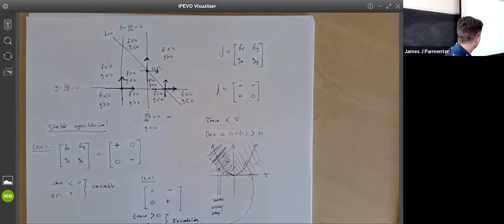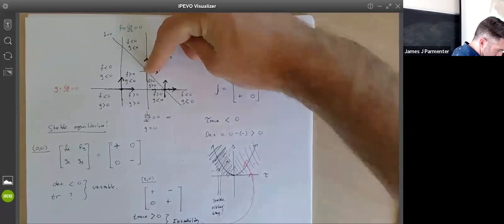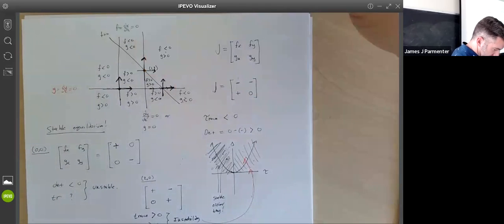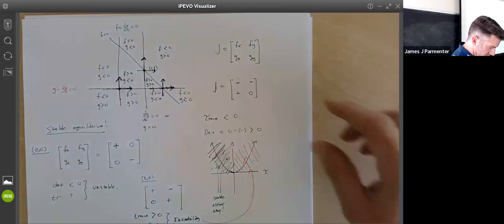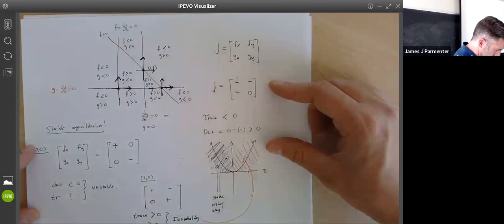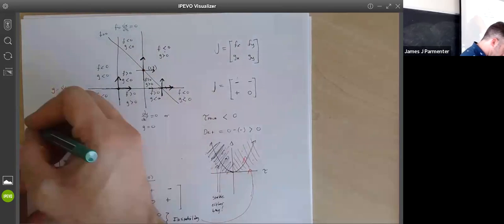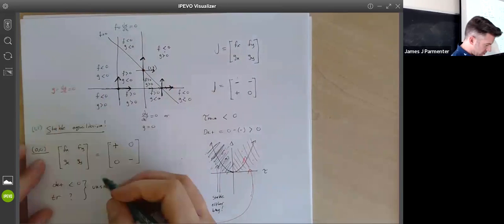So it's kind of interesting. Here at 1, 1, we have stability. Okay, erase the 1, 1, 1. Yeah, sorry, that's at 1, 1. At 0, 0, we have an unstable thing.